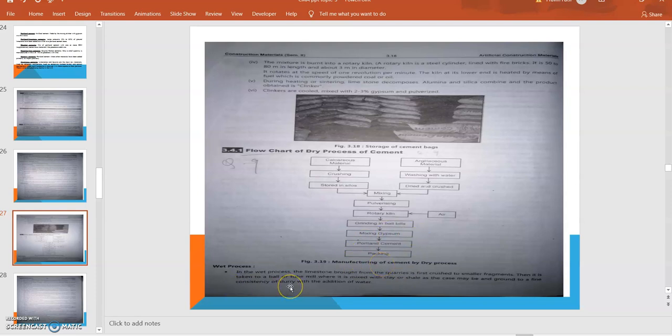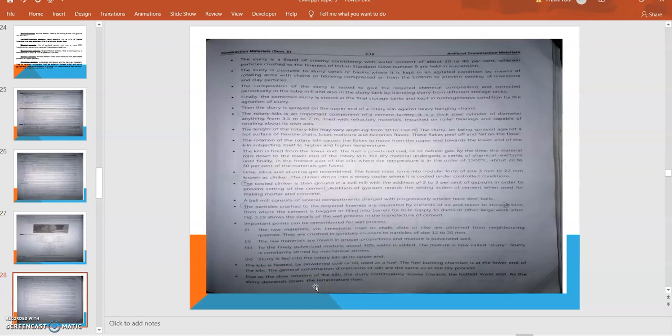Then the wet process. In the wet process, the limestone is brought from the quarries as raw material and crushed into smaller fragments. Then it is taken to the ball mills or tube mill, where it is mixed with clay and shale. So the mixing materials here are clay and shale. It is ground to a finer form and forms a slurry. Then the slurry is in liquid form. Water is added, about 30 to 40%.